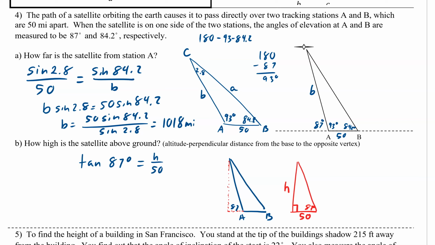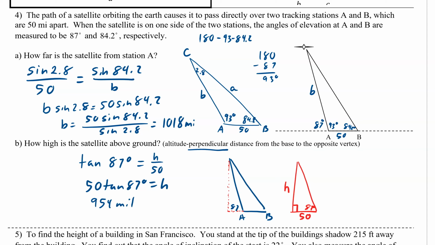You don't want to forget our basic trig ratios. They're very important. And so when you see that 90 degree angle that's stuck in there, as soon as they say an altitude and you hear the word perpendicular, you know you get to go back to our standard trig ratio. So 50 tangent of 87 degrees is equal to h. And if we plug that in our calculator, we get 954 miles.